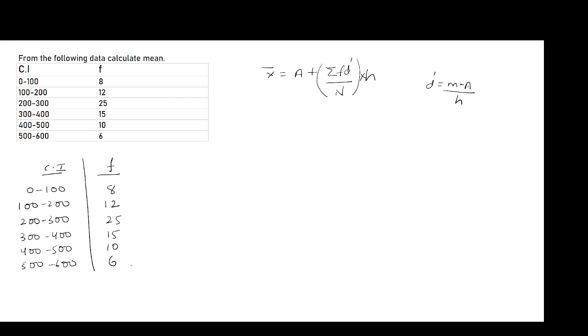So sometimes in the exam they'll ask you particularly to calculate only using the step deviation method. Then you have to apply only this formula and calculate. Next is, as usual, the midpoint. We have already calculated the midpoint by using the direct method as well as the shortcut method. I am going to write the same thing.